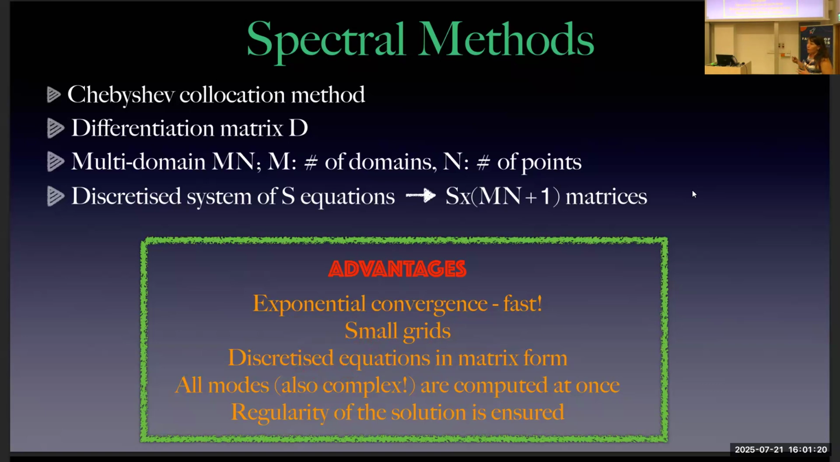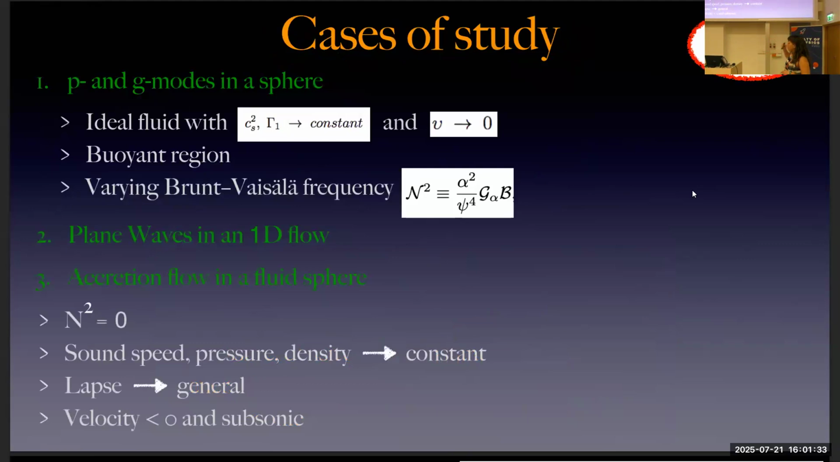So we do not need any shooting method or loops of iterations in order to find all of them. And another feature that is really important is that regularity is imposed by definition. So now we have the new system of equations that also has the accretion shock and the advection. And now we also have a new method, the spectral methods. So we want to check what's going to happen if this system works.